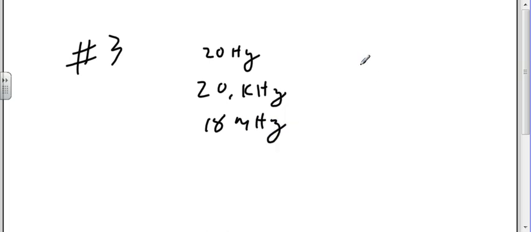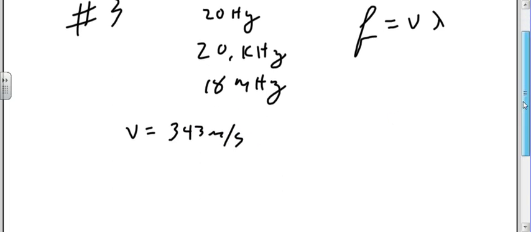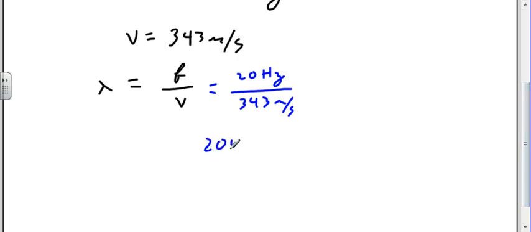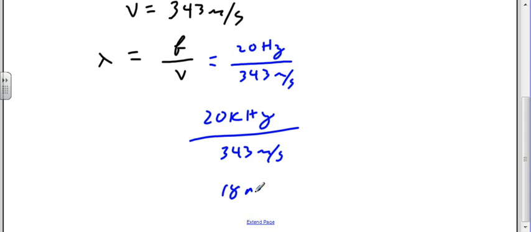From the book we know that frequency is equal to velocity times wavelength. So now the only issue is knowing the velocity of sound at 20 degrees. I'm thinking it's 343 meters per second, and I would be right. So the wavelength is going to be the frequency divided by the velocity. So 20 hertz divided by 343, and 20 kHz divided by 343, and 18 megahertz divided by 343 meters per second, and we end up with an answer in meters.